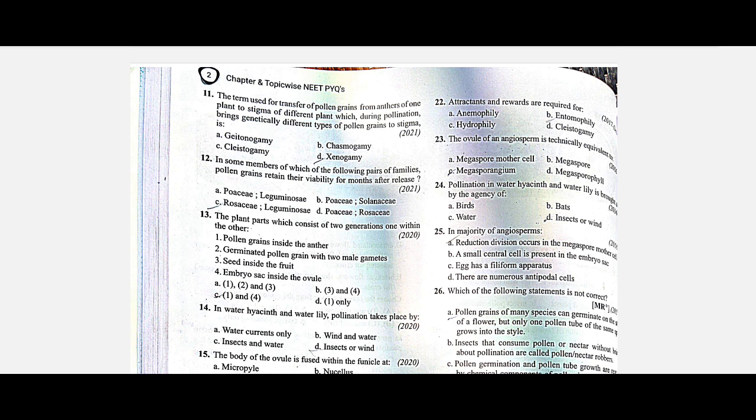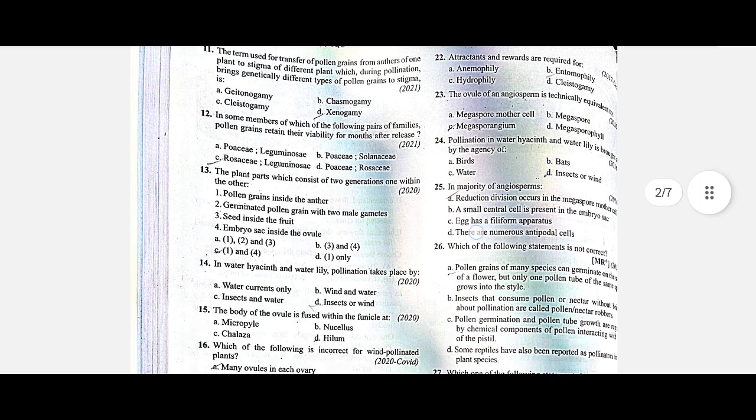Next question. Question number 13. The plant's part which consists of two generations, one within the other. The answer is option number C, 1 and 4: pollen grain inside the anther and embryo sac inside the ovule. Question number 14. In water hyacinth and water lily, pollination takes place by insect or wind. Option number D is correct. The next question. The body of the ovule is fused with the funicle at? The answer is option number D, hilum.